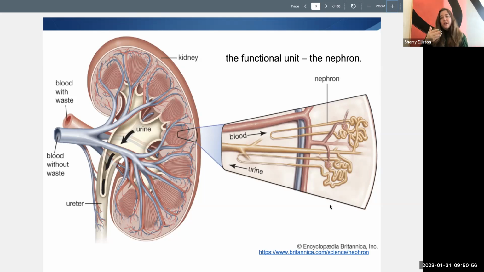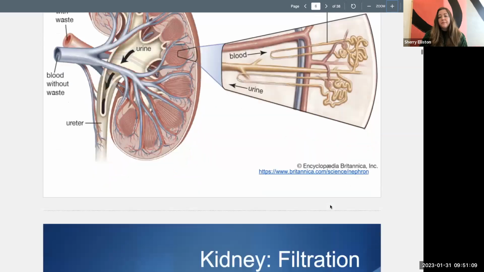So the nephrons continue to work in this way. The waste products from blood get processed through and then put into urine, and then it's voided so that it's not continuing to recycle inside of our body.